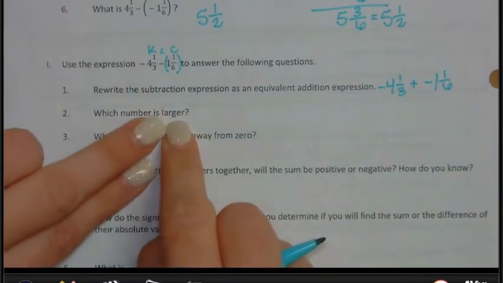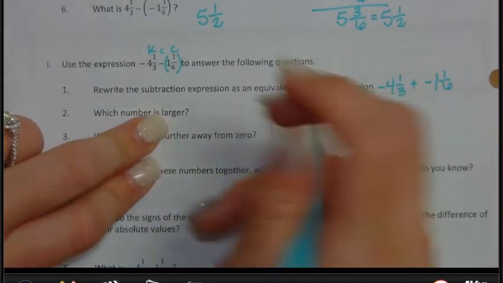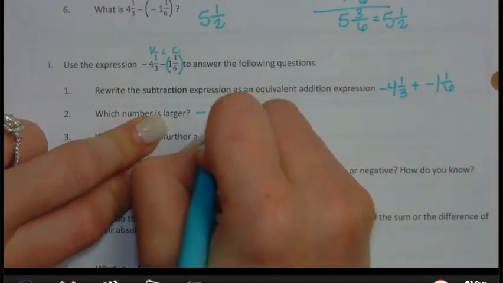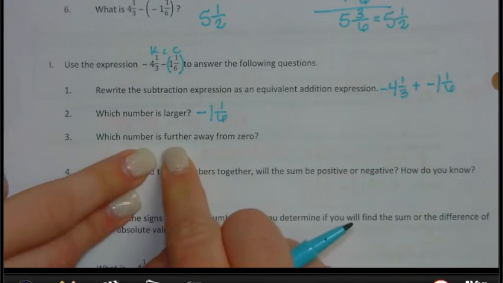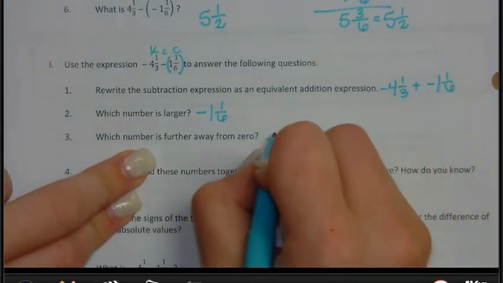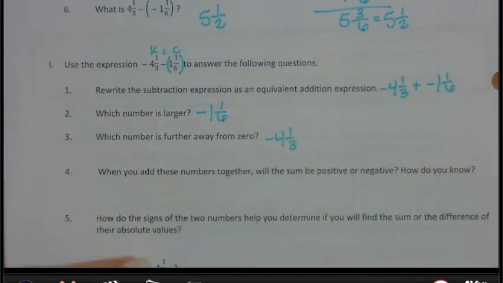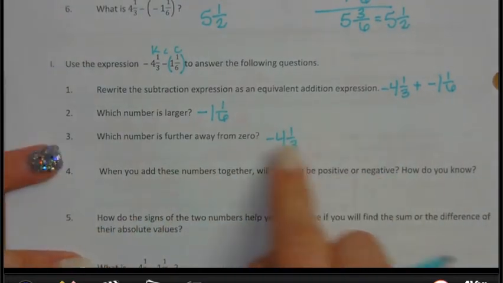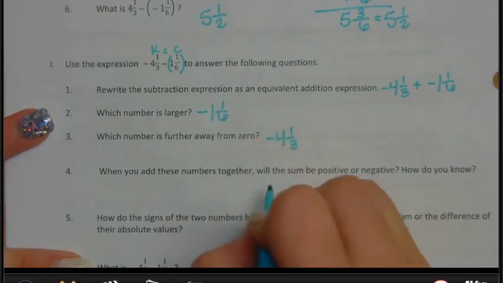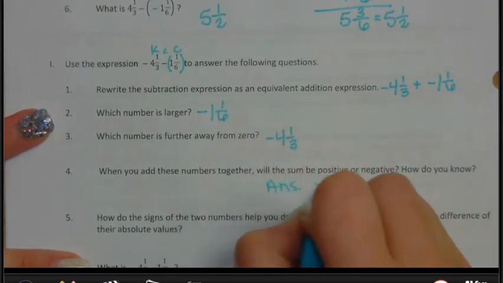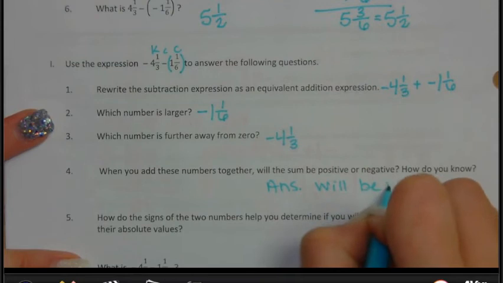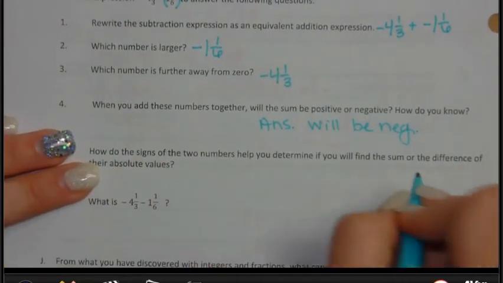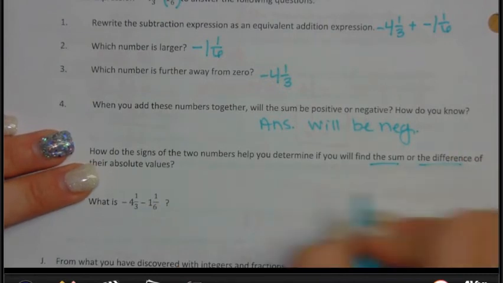All right, which number is larger? So which one is closest to the right or furthest to the right? And that's negative 1 1/6. Which number is further away from 0? Negative 4 1/3. When adding these two numbers, will the sum be positive or negative? Based on the number that's furthest from 0, my answer will be negative. How do the signs tell me if I'm adding or if I'm going to be subtracting?